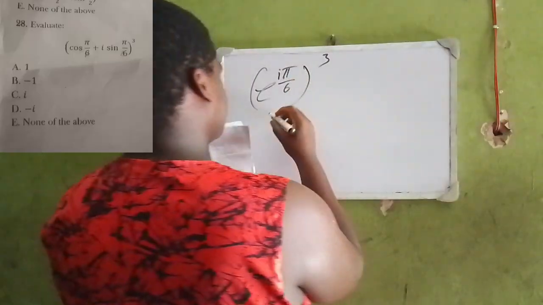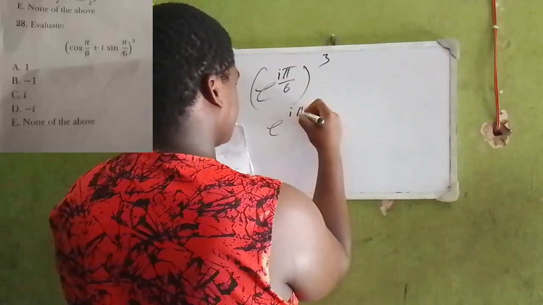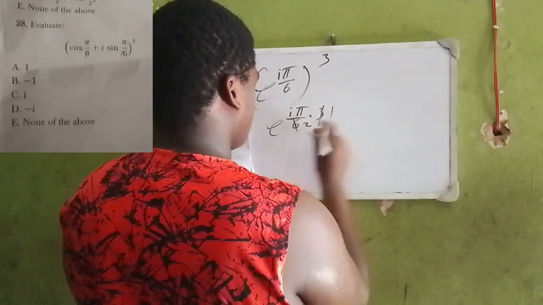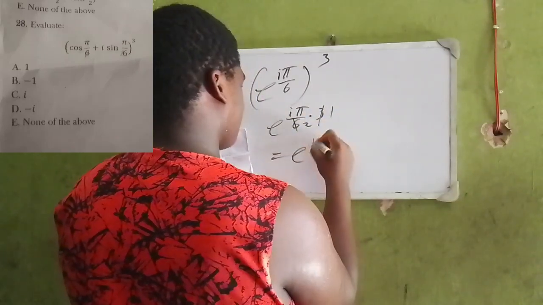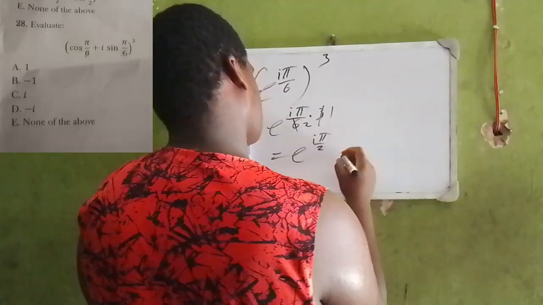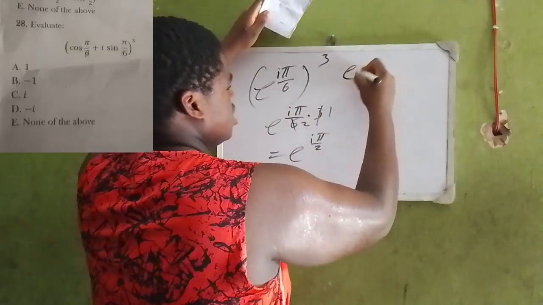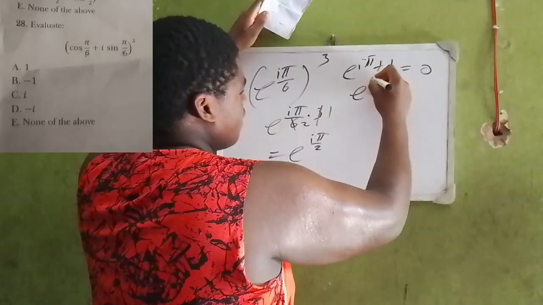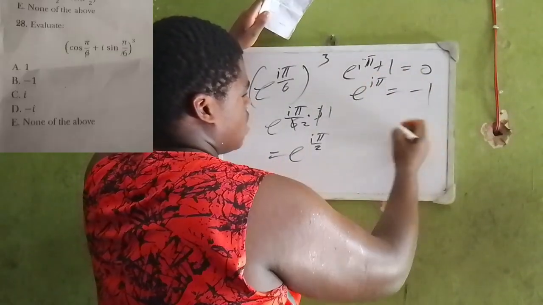So this to the power of 3 is simply e to the power of i pi over 6 times 3. 3 here 2, 3 here 1. So this is equal to e to the power of i pi over 2. We know from Euler's formula that e to the power of i pi plus 1 is equal to 0. So e to the power of i pi is equal to minus 1.